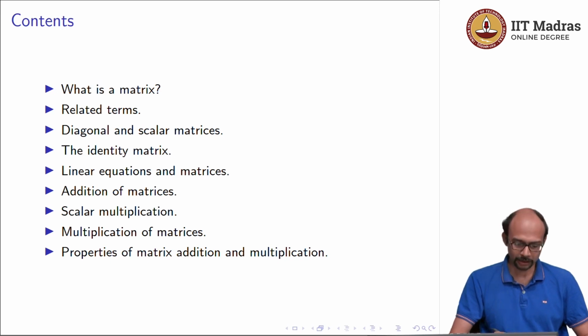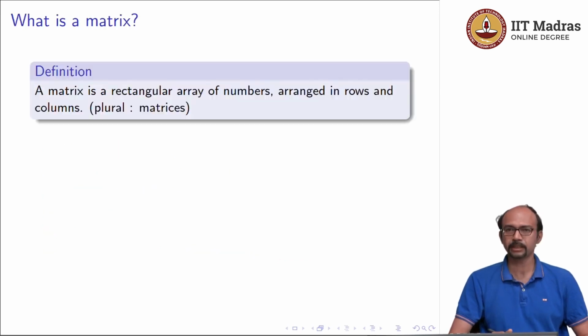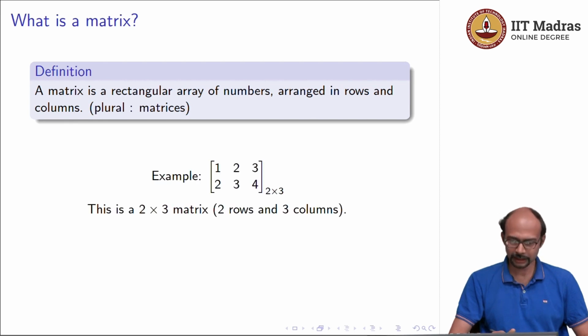Let's start with what is a matrix. A matrix is really something very easy. It's a rectangular array of numbers arranged in rows and columns. So it's like a table, a rectangular table which you're familiar with, and inside the table in various places you have numbers. Here's an example. The example has the numbers 1, 2, 3 and 2, 3, 4 arranged in a rectangular array, so in a table if you want.